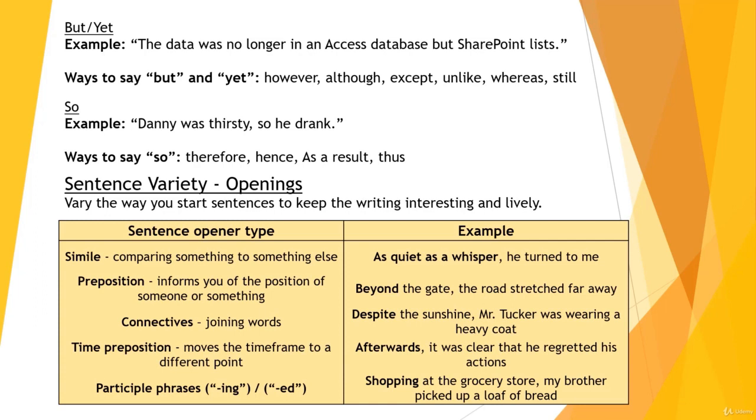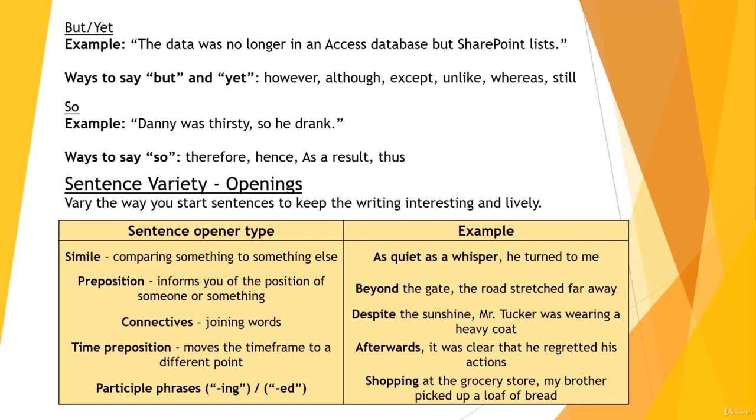Connectives. Joining words. For example, despite the sunshine, Mr. Tucker was wearing a heavy coat. Time preposition. Moves the time frame to a different point. For example, afterwards, it was clear that he regretted his actions. Participle phrases. For example, shopping at the grocery store, my brother picked up a loaf of bread.